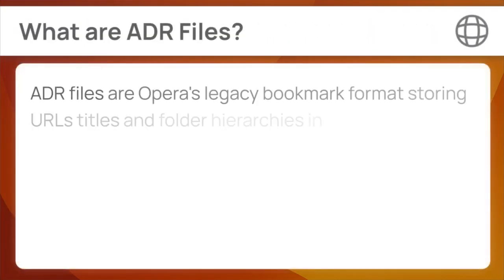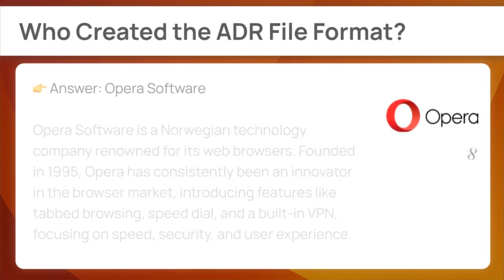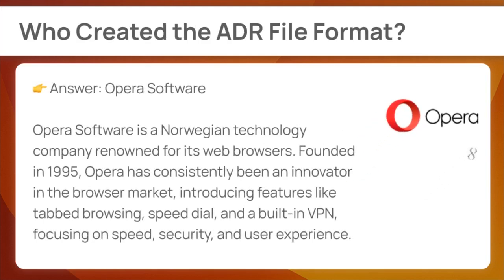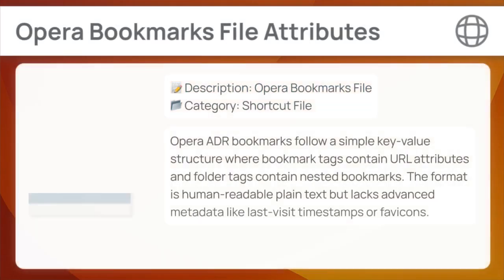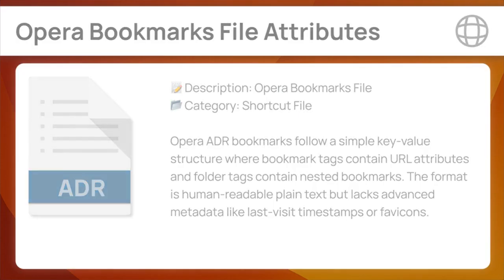ADR files are Opera's legacy bookmark format, storing URLs, titles, and folder hierarchies in a plain text XML-like structure. Though older Opera versions use this format, modern Opera uses JSON-based bookmarks, but ADR files remain vital for preserving user shortcuts. Opera ADR bookmarks follow a simple key value structure, where bookmark tags contain URL attributes and folder tags contain nested bookmarks. The format is human-readable plain text but lacks advanced metadata like last visit timestamps or favicons.